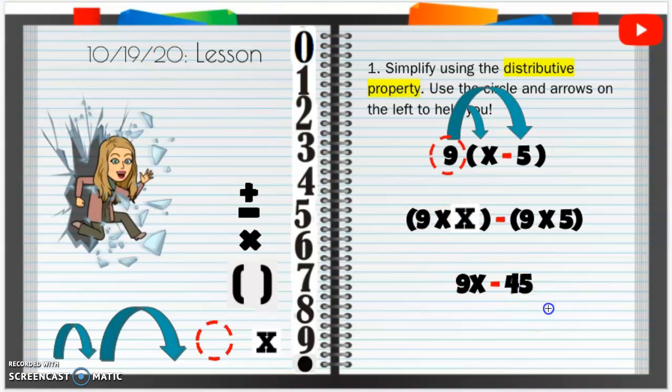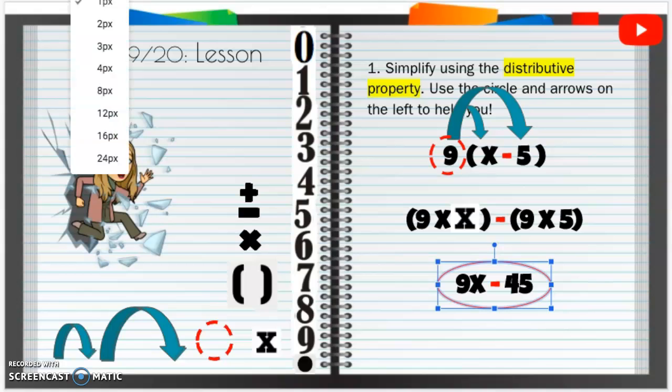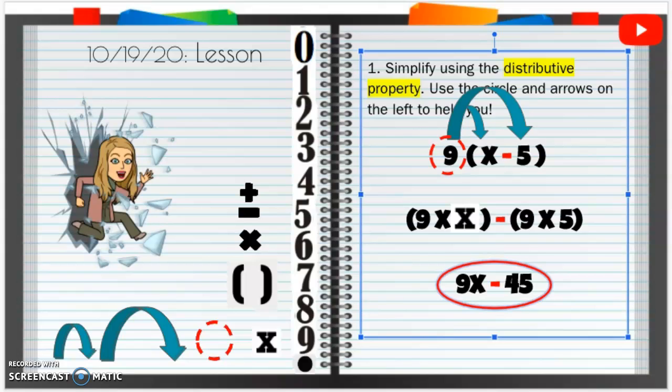You can't go any further. That's it. That's the only thing that you have to do. So I'm going to circle that. And that's it. That's our answer. That's the only thing that we can do left with the problem.